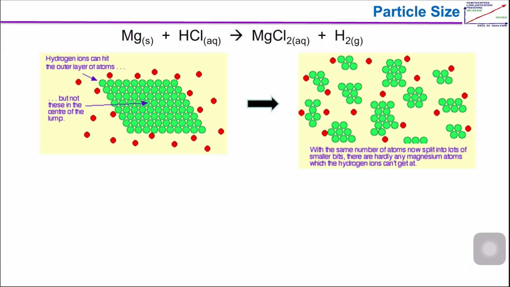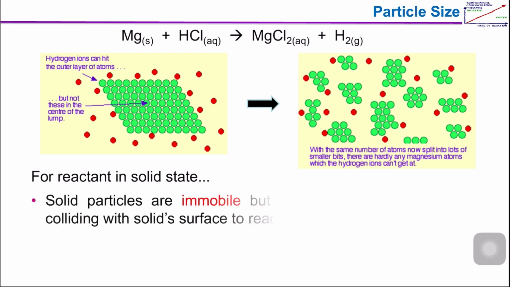And then for reactant in solid state, solid particles ni dia immobile dan dia rely on liquid or gas particles yang collide with the solid surface to react. Maknanya, dia tak akan bergerak tapi dia bergantung dengan pelanggaran daripada liquid or gas particle sekeliling dia.